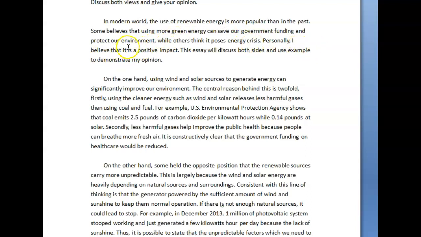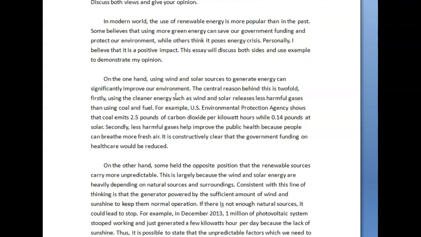Personally, I believe that it has a positive impact. This essay will discuss both sides and use examples to demonstrate my opinion. Fine. On the one hand, using wind and solar sources to generate energy can significantly improve our environment.